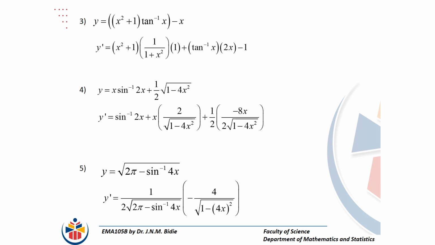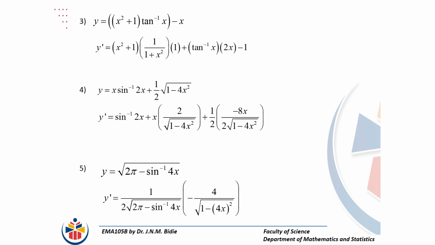Number 4, we have again, the first term is a product of two functions, x arcsine 2x, and the next one is half times the square root of 1 minus 4x squared. Now let's do this and let's see. The first one, because the product of two functions, we do the product rule again. Note that I differentiated x first, so that gives me arcsine of 2x.